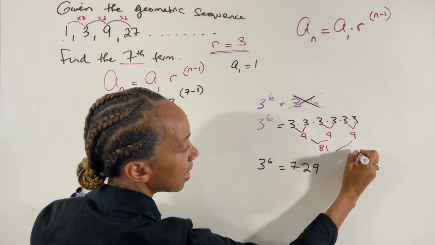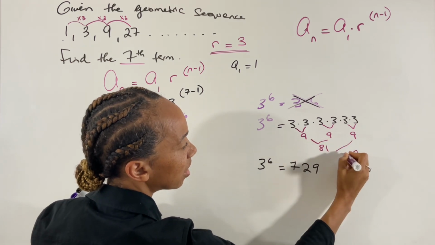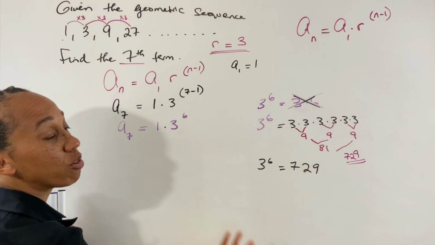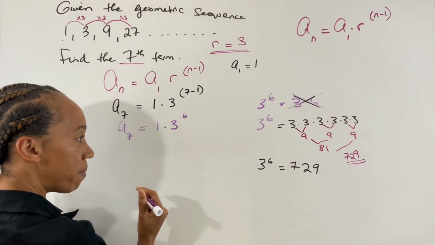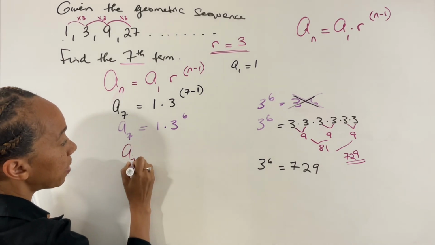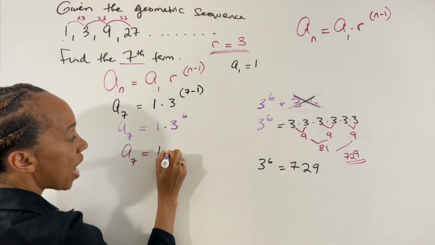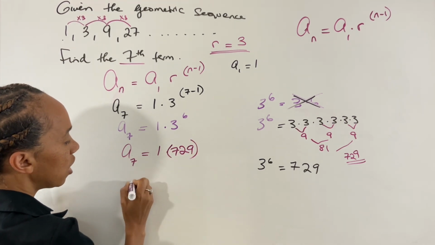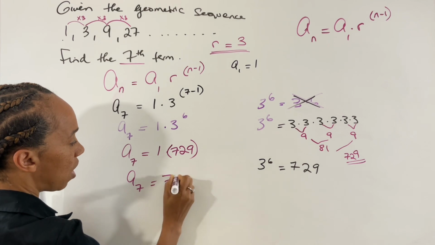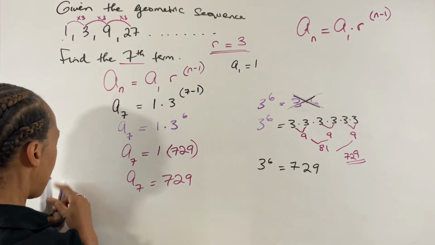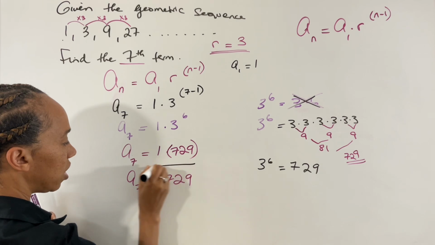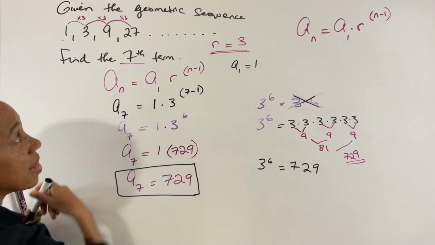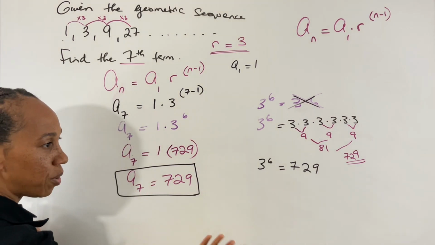9 times 1 is 9. And 9 times 8 is 72. See? Voila. Just like that. It's all about me showing you how to level up when it comes to math. All right? So a sub 7 is equal to 1 times, you can put it in parentheses if you want, 729. So a sub 7 is equal to 729. All right? And as usual, I tell my students either box your answer or put it in a cloud. All right. And this is what the first example looks like.